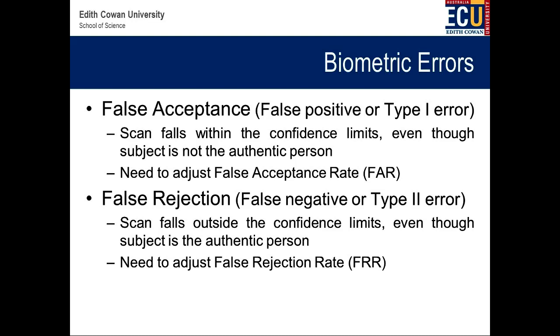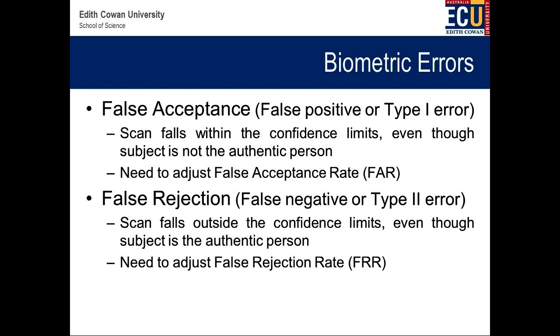A false positive is when a scan falls within the confidence limits, even though the subject is not the authentic person. If your system's confidence limits are very weak, and another entity uses his or her fingerprints and the system recognizes that entity as the legitimate entity, then it's a false positive.